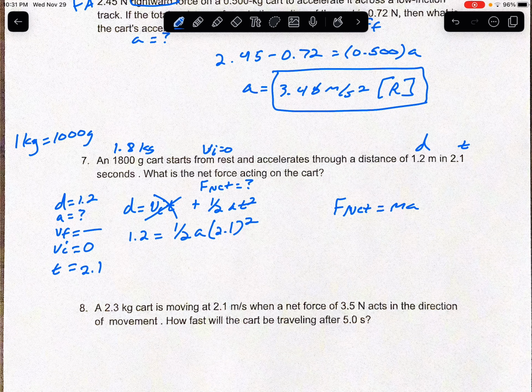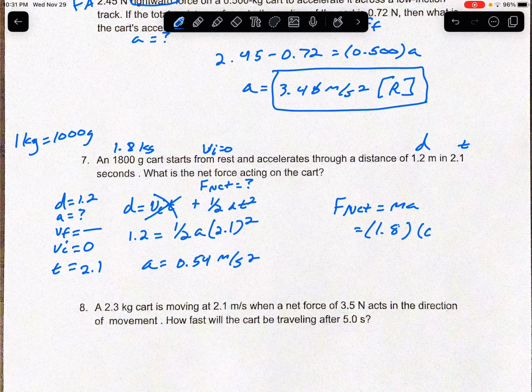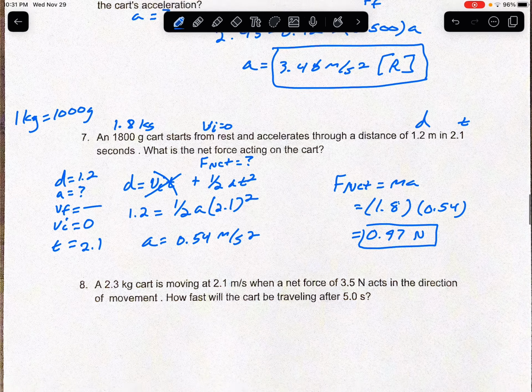Now, just be careful with your algebra here. What I would do is go ahead and square 2.1 and then just take half that to get rid of that half, and then divide both sides by whatever that is. So do 2.1 squared, half of that, and then divide both sides by that. And you should get an acceleration of 0.54 meters per second squared. So now I know A, so I can bring that over to my F net. So mass will be 1.8. Acceleration will be 0.54. So multiply those, and you get 0.97 newtons. And does it mention direction? Nope, so I'm not going to worry about putting a direction in the answer.